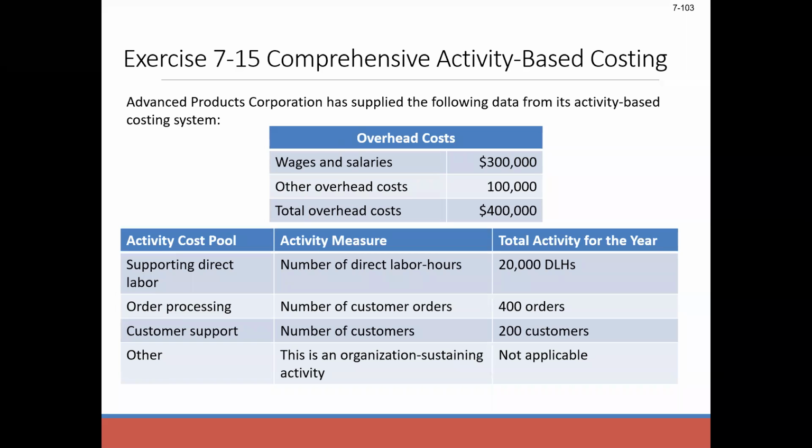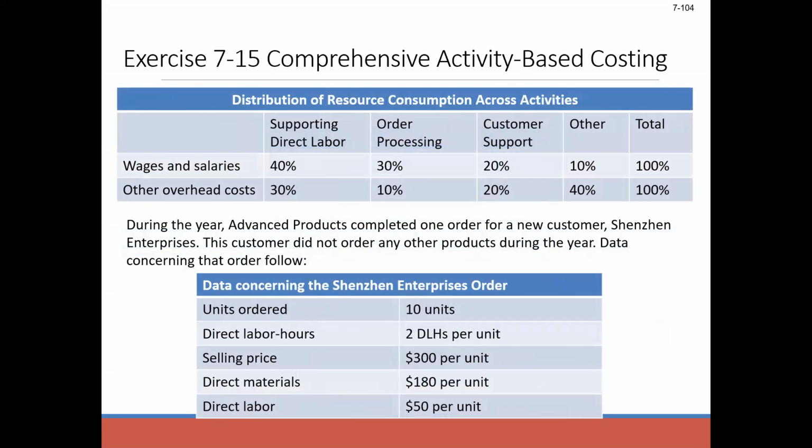Here's another one for you guys. Advanced Products Corporation has supplied the following data from its activity-based costing system. We've got our costs. We show our cost pools supporting direct labor, showing the number of direct labor hours, the order processing, number of customer orders, customer support, number of customers, and other. Then we show how the percent of cost is linked to supporting direct labor or processing or customer support.